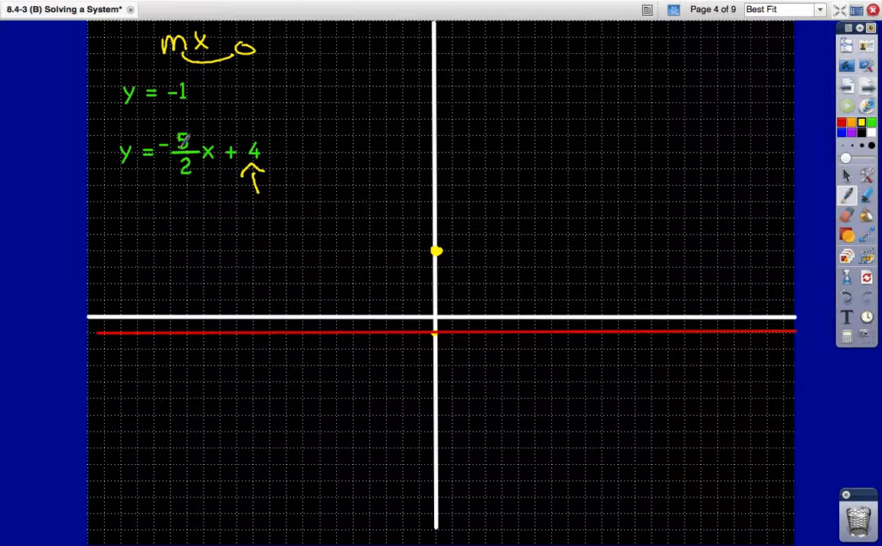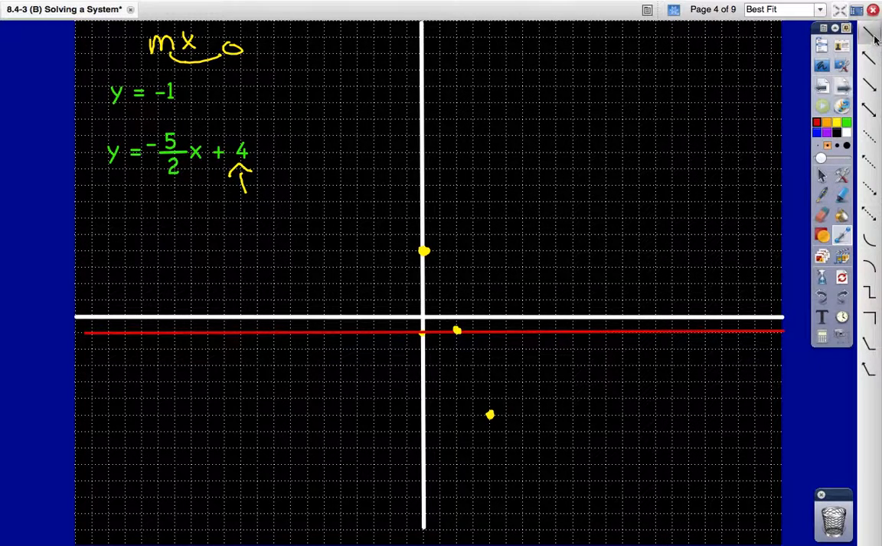Now I'm going to use the slope to graph more points, but because it's negative, instead of rising up, I got to rise down. So I'm going to go down 5, 1, 2, 3, 4, 5, and over 2, 1, 2. Oh, it looks like I already know where they're going to intersect. Let me do it one more time. Down 5, 1, 2, 3, 4, 5, and over 2. Perfect. I'm going to connect them with a line. Maybe I'll go with yellow this time.